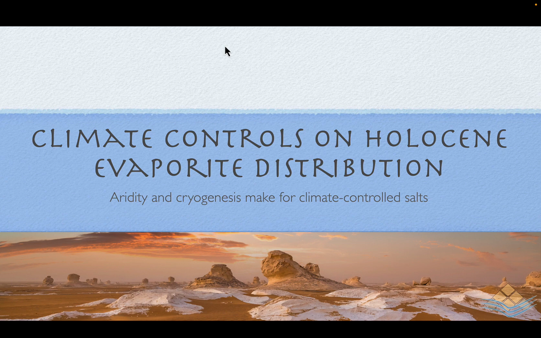We're going to focus in on aridity. There's another section we'll look at a little later where we'll look at cryogenesis, the freeze-dried salts, which are also climatic indicators of ancient Earth climate. So for now, we'll look at the arid associations in the Holocene for evaporite accumulations of different types.